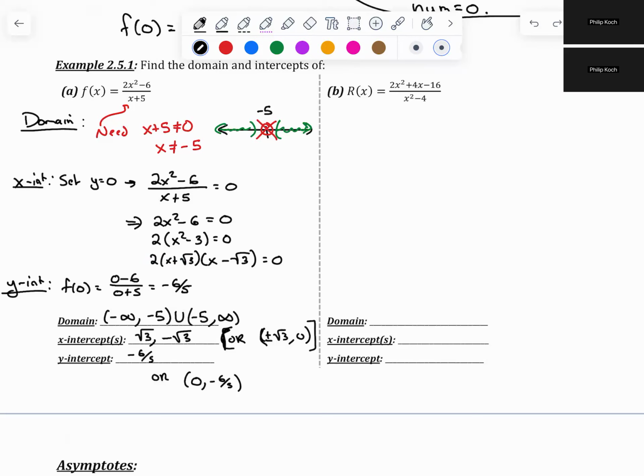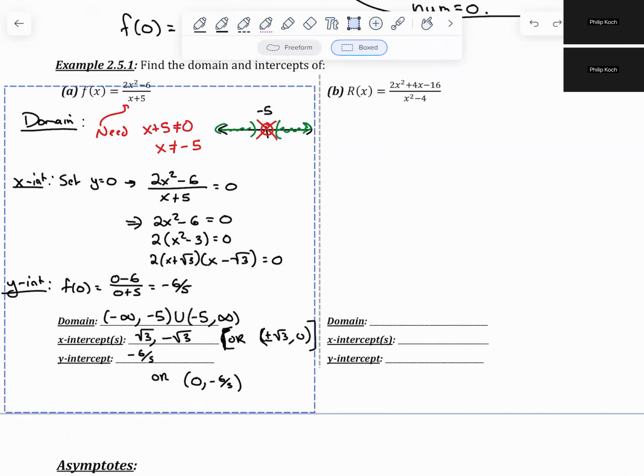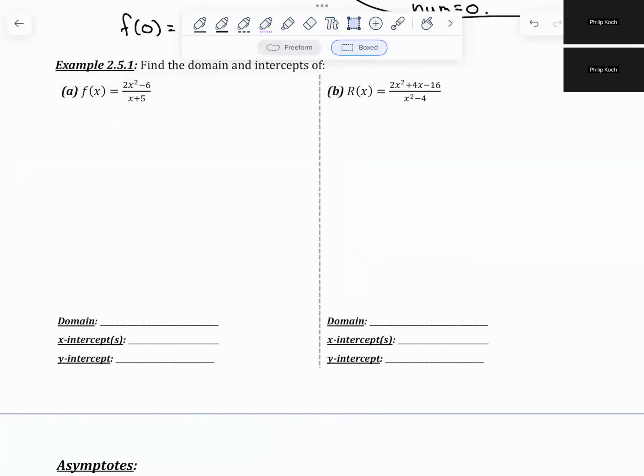So the next one. So domain. How would we find the domain? I'm covering it up on my screen, so let's erase this for a second. How would we find domain? Don't think of this as anything new. We've already learned how to do this. Set the denominator equal to 0 because we don't want to be dividing by 0.